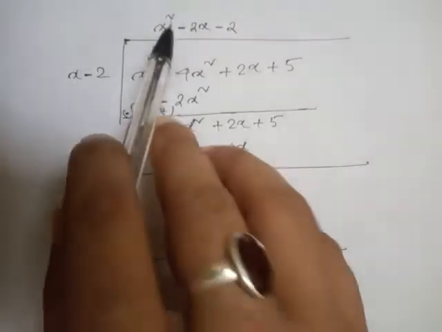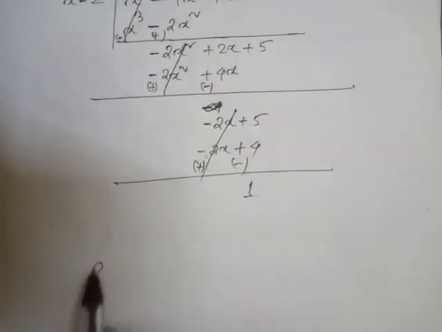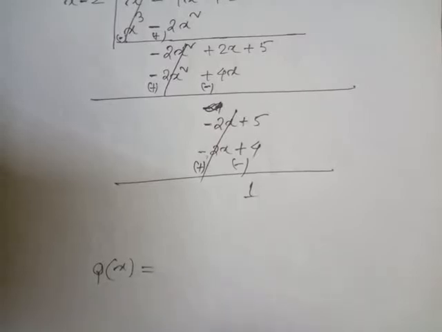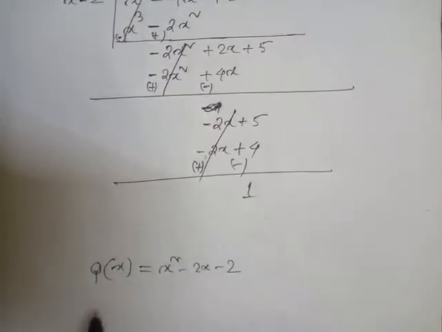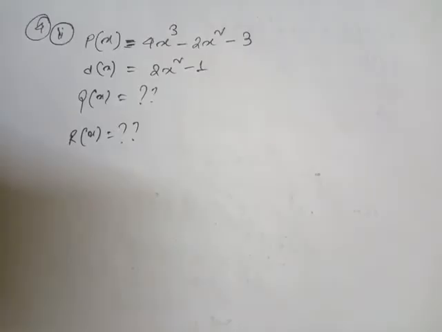Now here, this is the quotient. So here we'll write that qx is the quotient, and the quotient is x square minus 2x minus 2. The remainder is 1, which means rx is the remainder. This is the answer of 4 Roman 1. Simple long division to find the quotient and remainder.